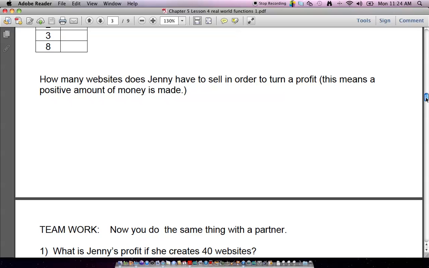Wait, so would we use the table that we were doing? Yeah, but you see how it jumped from a negative to a positive and it went from 3 to 8? Some number in between is gonna make it become positive. I need you to look at your tables, plug in the numbers in between 3 and 8, and find out which one makes it become positive for the first time.